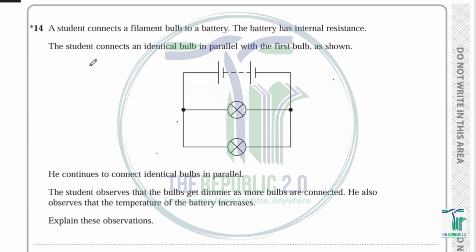Question number 14 says that a student connects a filament bulb to a battery. The battery has internal resistance. The student connects an identical bulb in parallel with the first bulb, as shown. He continues to connect identical bulbs in parallel. The student observes that the bulbs get dimmer as more bulbs are connected. He also observed that the temperature of the battery increases. So we need to explain these observations.